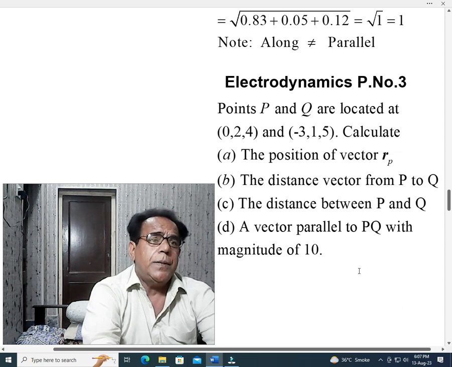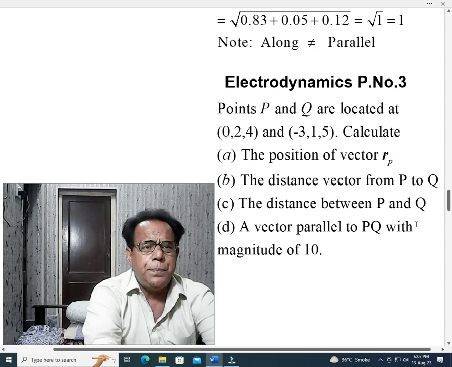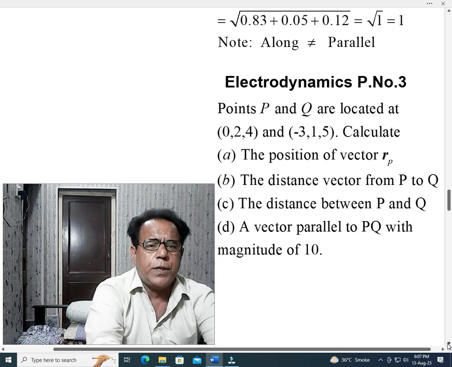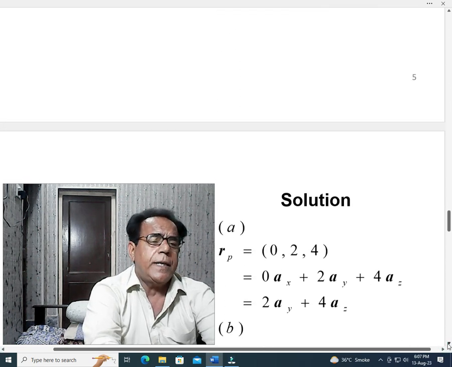Problem number 3. Points P and Q are located at this. Calculate the position vector RP, the distance vector from P to Q, the distance between P and Q, and a vector parallel to PQ with magnitude 10. Now we come to its solution.